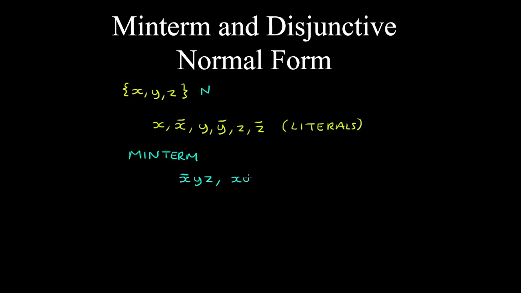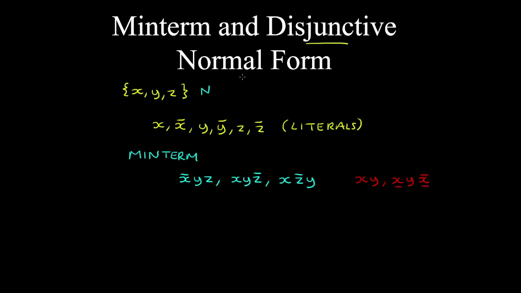x and y and the complement of z is another example, and so on. So note that order doesn't matter, so equally valid is x and the complement of z and y. So x and y is not a minterm, and neither is x and y and the complement of x. So we can't repeat x in the minterm expression.